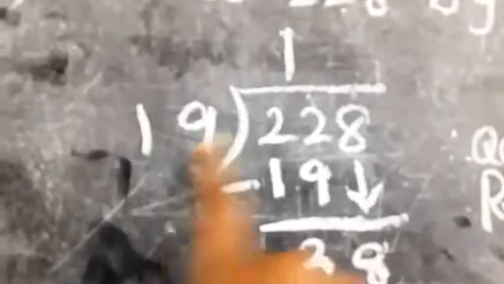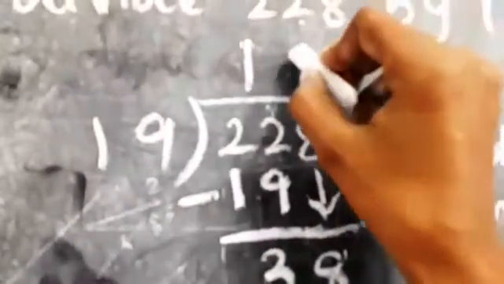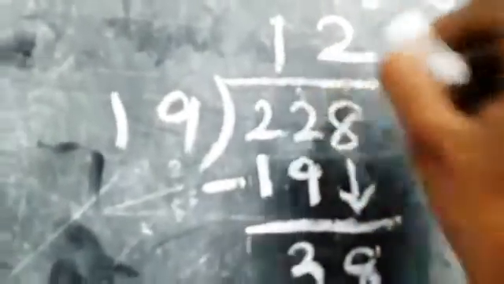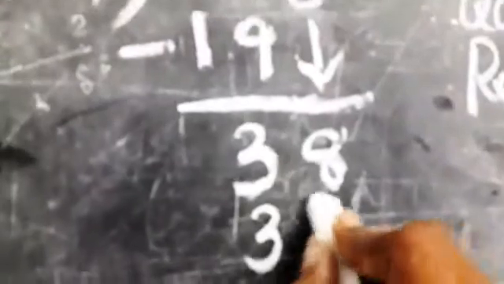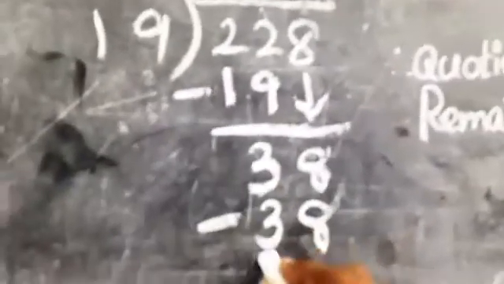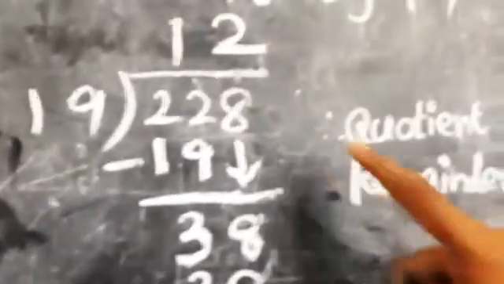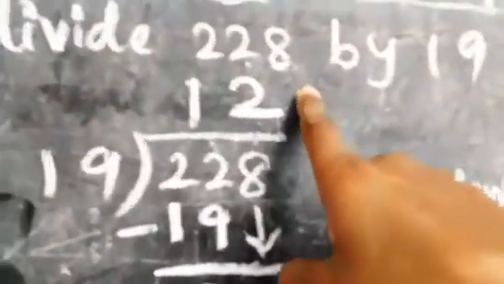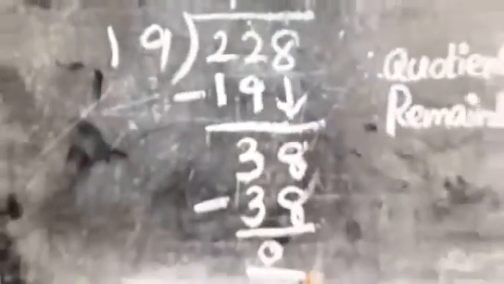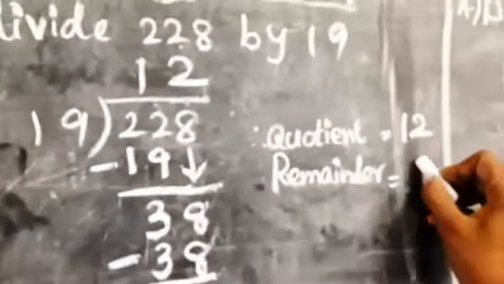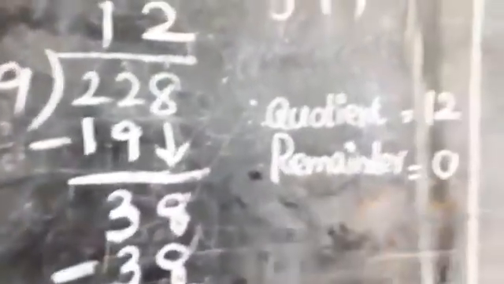How many 19s are there? Yes, 1 19 is 19, 2 19s are 38. We subtract: 38 minus 38. Yes, 0. Quotient is equal to 12. Remainder is equal to 0.